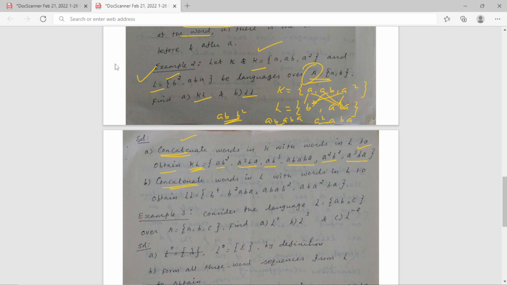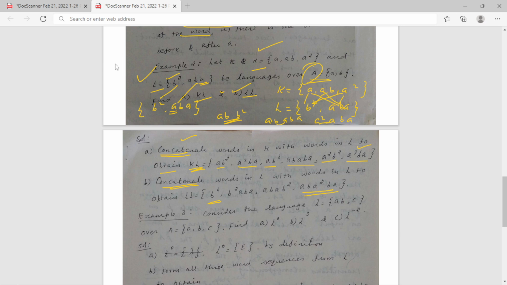Next, again you have to find LL. In LL, concatenate the words in L with the words in L to obtain LL. So already you have L as B square, ABA. Now we have to combine first B square with B square. So B power 4. ABA with ABA. Listen carefully. The last A coincides with the first A, so you can multiply. So AB A square BA.